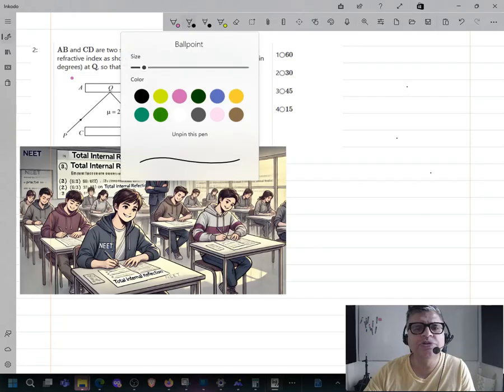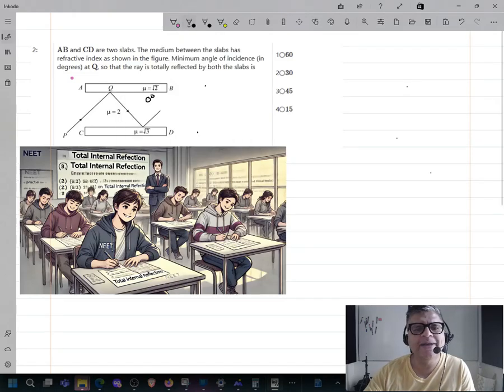And let's read the question first. So there are two slabs. This is the refractive index √2. This is √3. The refractive index of the medium between the two is 2. The question is at what minimum angle, which is this angle, should you strike the ray so that the ray is reflected at the two surfaces.